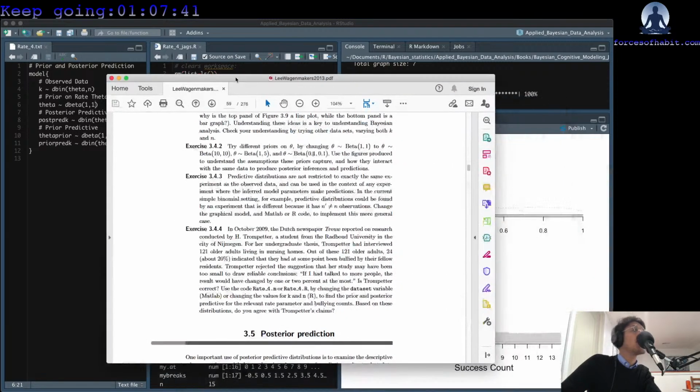Let's move to the next exercise. Predicted distributions are not restricted to exactly the same experiment as the observed data, and can be used in the context of any experiment where inferred model parameters make predictions. In the current simple binomial setting, predicted distributions could be found by an experiment that is different because it has n prime, or some value of n that's not equal to what we actually observe. Change the graphical model to implement this more general case.